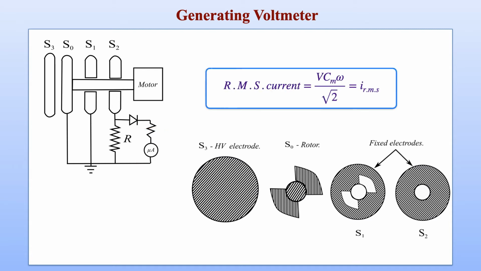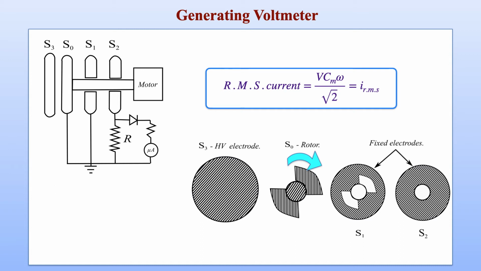So the RMS current equation that we mentioned in the earlier slide is again reproduced here as I equals V Cm omega upon root 2, where omega depends upon the speed of the motor, which will remain constant, and Cm is the maximum value of capacitance that will be induced across electrode S2 with respect to S1. Kindly observe that only electrode S0 has a rotational axis. It will be rotating while all other electrodes will be fixed.